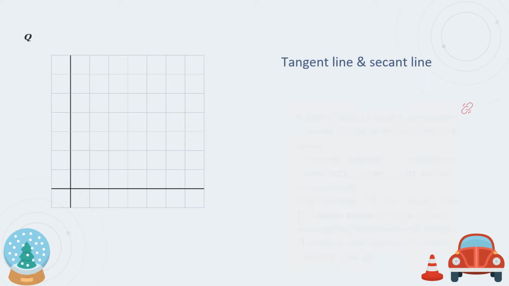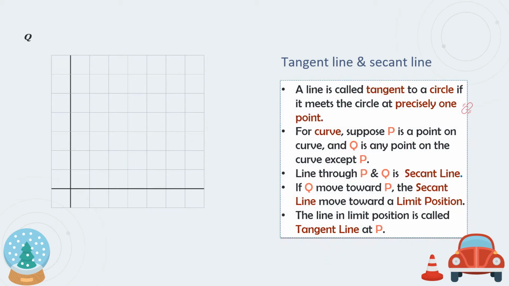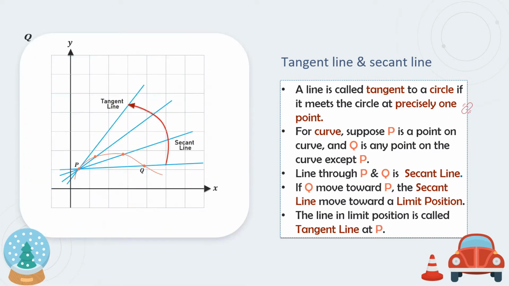What is a tangent line and a secant line? A line is called tangent to a circle if it meets the circle at precisely one point, referring to the graph. Imagine there is a circle on the curve in this graph. This is called a tangent line because it meets the circle at precisely one point, while PQ is a secant line. If Q moves towards P, the secant line moves towards a limit position. Therefore, the line in the limit position is called the tangent line at point P.